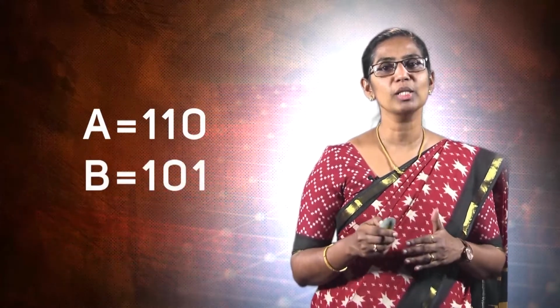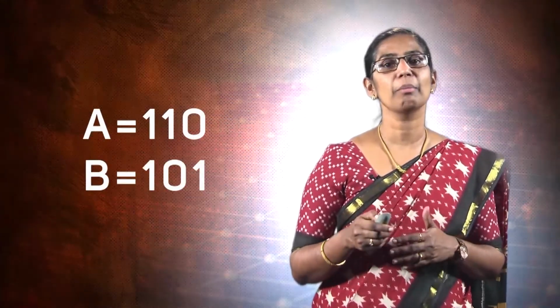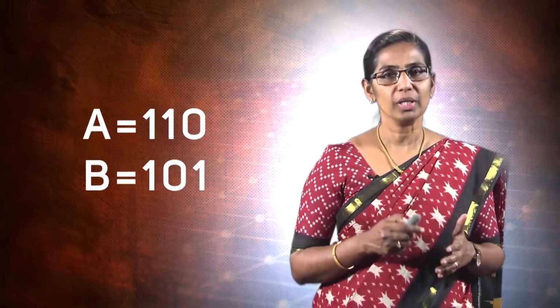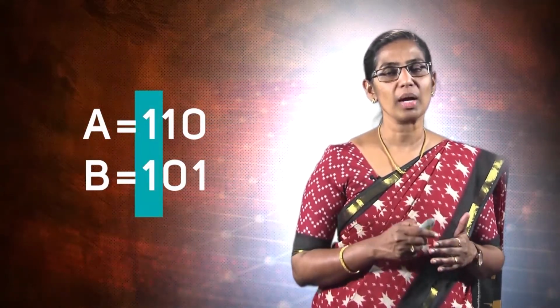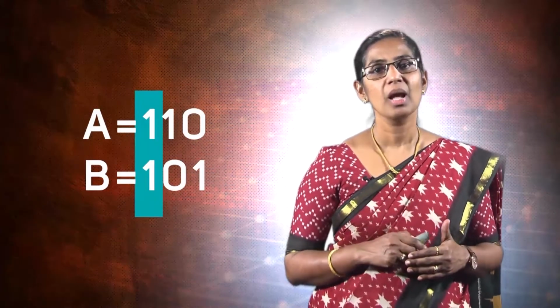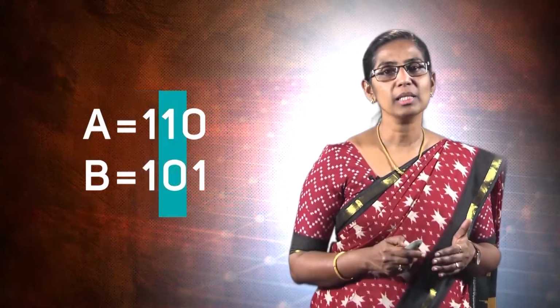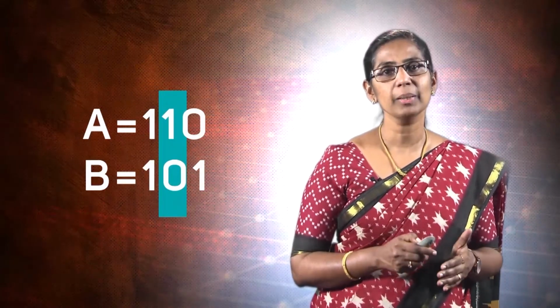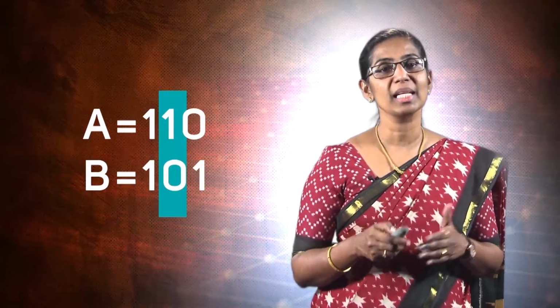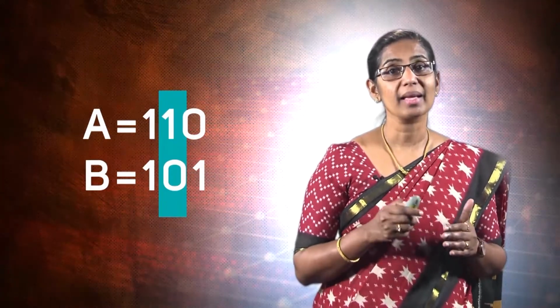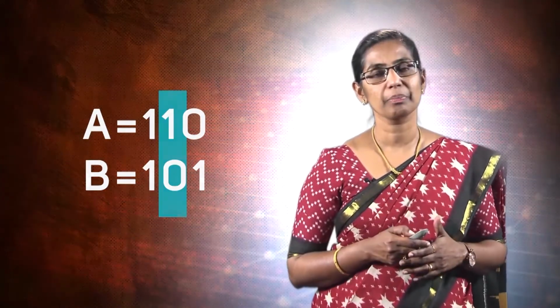Consider how comparison of two numbers A equal to 110 and B equal to 101 is performed using a magnitude comparator. First, both higher order bits 1 and 1 are compared. Since they are equal, the next bits 1 and 0 are compared. Since A1 equal to 1 and B1 equal to 0, A greater than B will be the result. So, it is clear that the comparator checks for inequality from a bit position starting with the highest order bits.